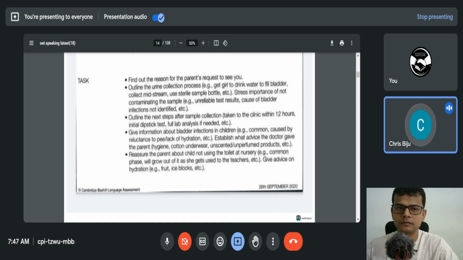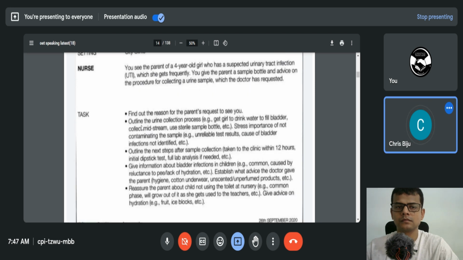I can also explain to you regarding what are the things you need to carry out at home to take care of your child. It is important to maintain strict hygiene for your child. Also, you need to make sure to wear cotton underwear, and it is important to avoid the use of unscented or unperfumed products for your child. Is it clear? Okay.